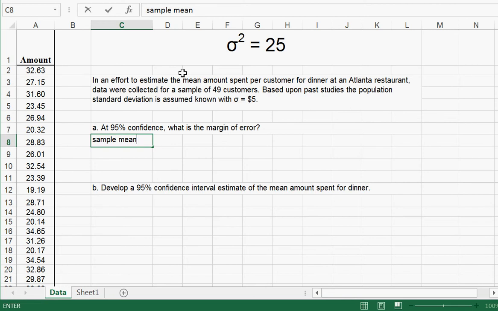So we want to know what the average consumer spends on a meal in Atlanta, not what the average restaurant charges for their meal in Atlanta. Okay? So I want you to type the sample mean, which is X bar, and I want you to type the sample standard deviation. Do we want to hit equals first? Well, I'm just labeling the chart, the table.